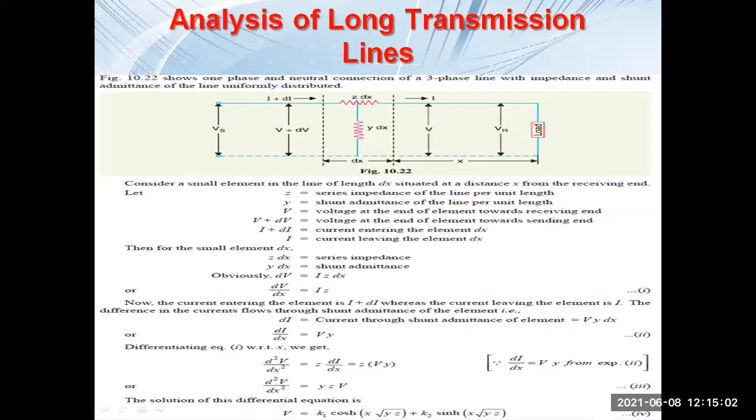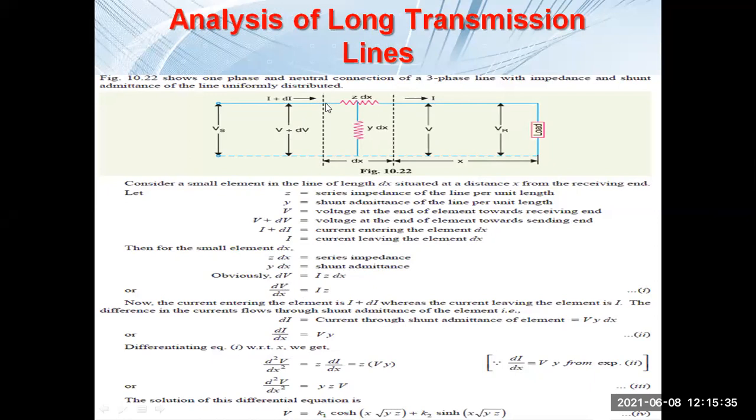Now you see, Z is the series impedance of the line per unit length. Y is the shunt admittance of the line per unit length. V is the voltage at the end of the element towards the receiving end. V plus dV is the voltage at the end of the element towards the sending end. I plus dI is the current entering the element dx, and I is the current leaving the element dx. So Z into dx is the total series impedance, and Y into dx is the shunt admittance.